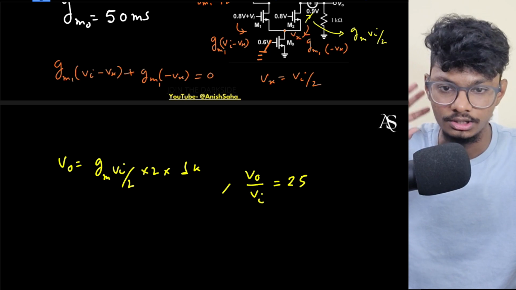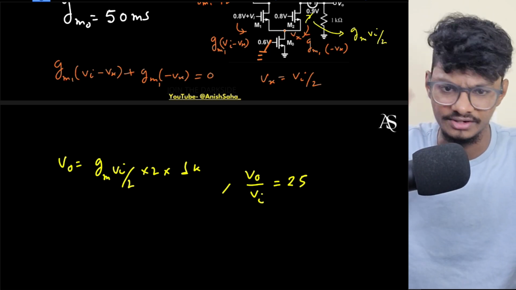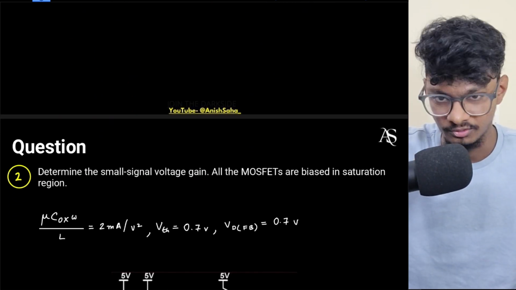because the current through M0 is 0. Okay, so this one was a pretty straightforward and simple question, not that difficult, and I know you would have simply solved it.